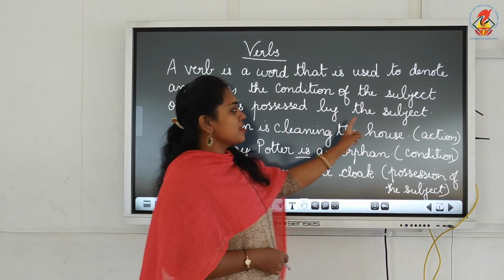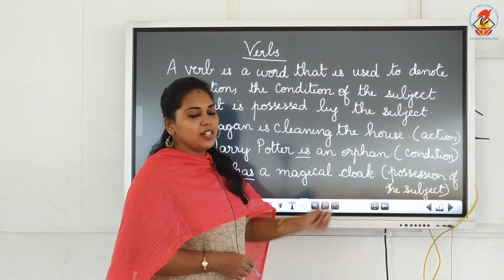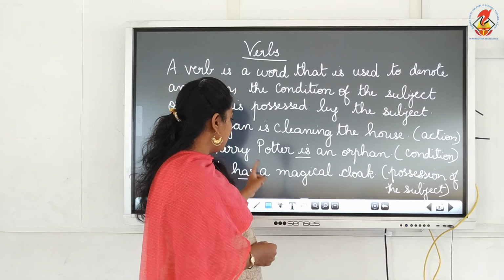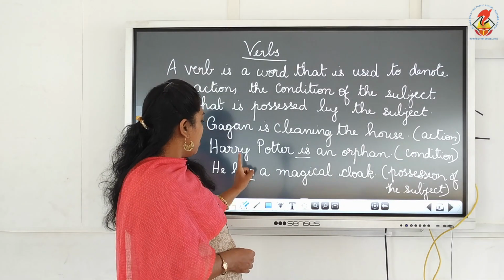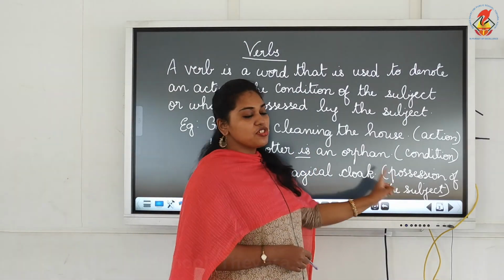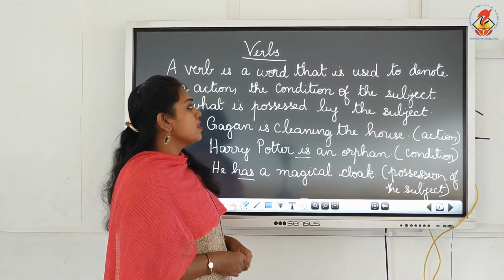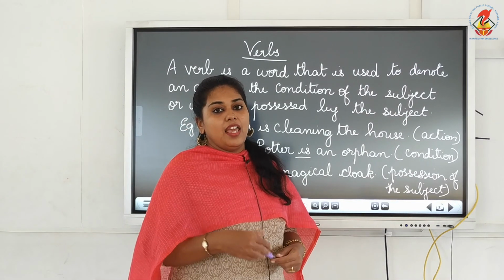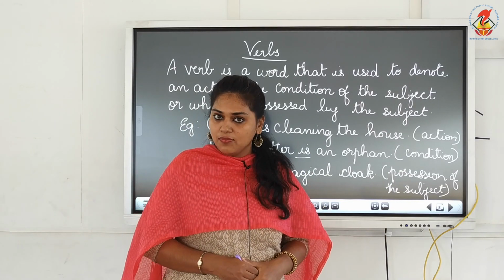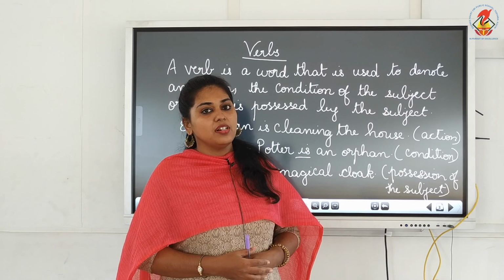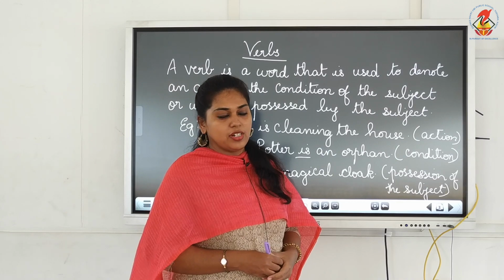Or what is possessed by the subject. Look at the example here. He has a magical clock. Here the verb has acts as a main verb. The verb has denotes the possession of the subject, that he has a magical clock. Okay. So in short, other than an action word in a sentence, these helping verbs also act as a main verb in some sentences to show the possession or to denote the condition of the subject.